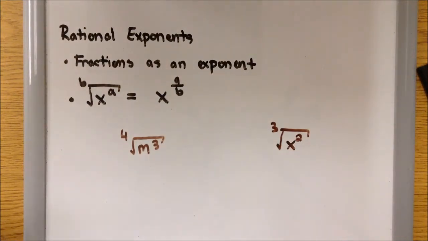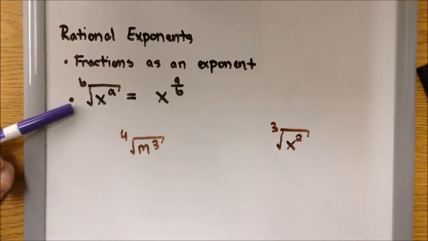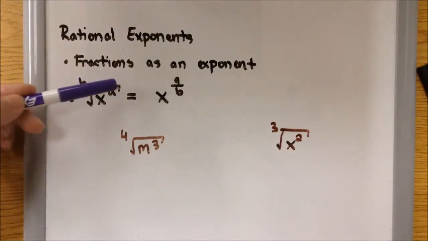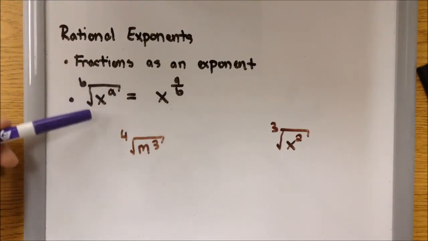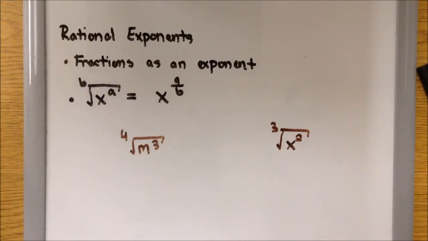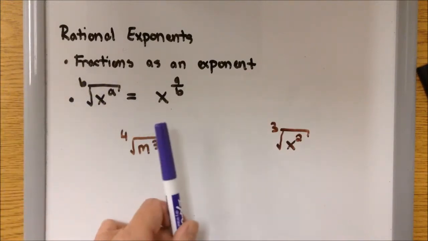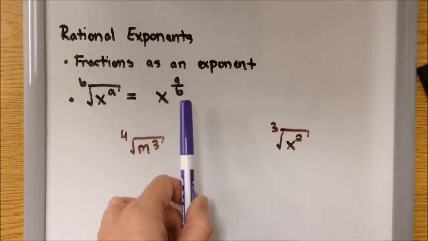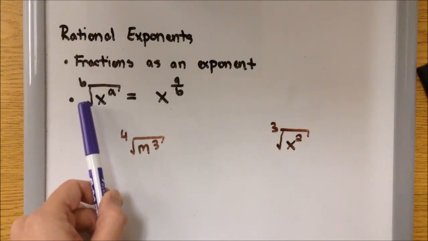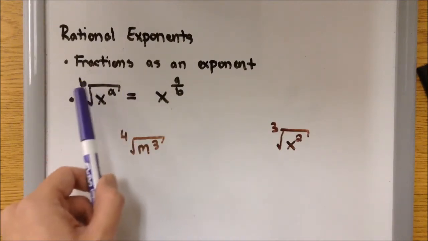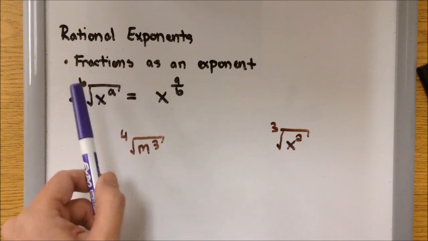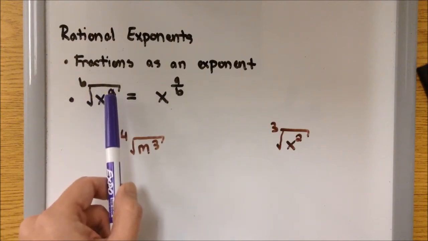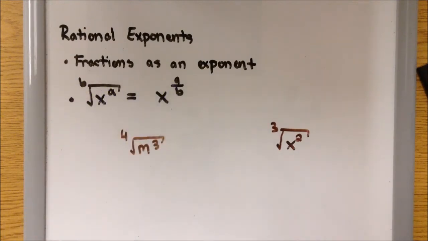So given a radical expression, such as the b root of x to the 8th power, you can rewrite it as the rational exponent of x to the power of a divided by b. So what's your b root? What's the number outside the root? That will be your denominator. What's the exponent on the inside? That will be your numerator. So here we have two examples.